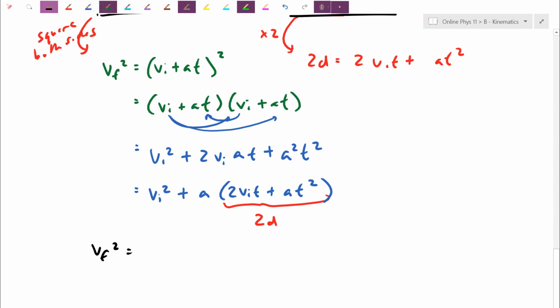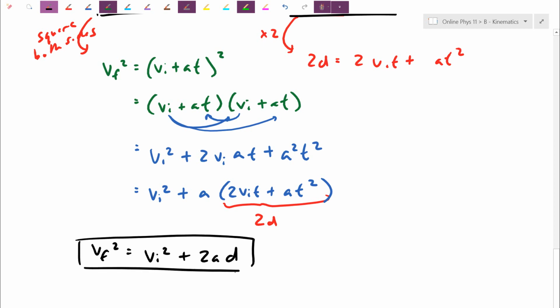We see that it came from the combination of the two of them, but this is your final formula. The VF squared is the VI squared plus, I'm going to pull that 2 in front of the A there, 2 times A times D, and this becomes our fourth kinematic equation, right? So if you look on your formula sheet here, we actually have these four kinematic formulas.